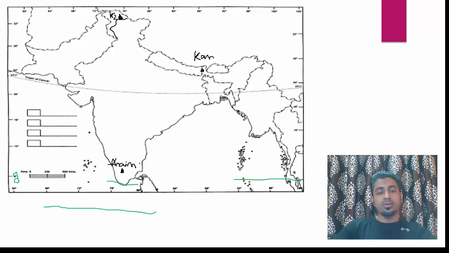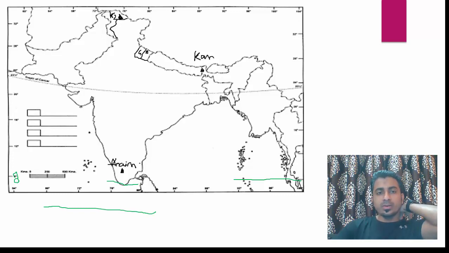Nanda Devi is in Uttarakhand, in the Kumaon area of Uttarakhand. So Uttarakhand is divided into two regions. One is Garhwal, one is Kumaon. This is Uttarakhand. Okay. So the west part is Garhwal and the east part is Kumaon. So in Kumaon we have got this Nanda Devi.